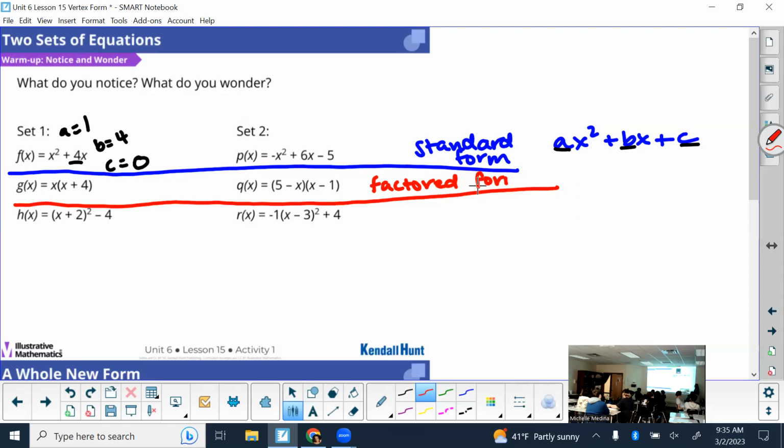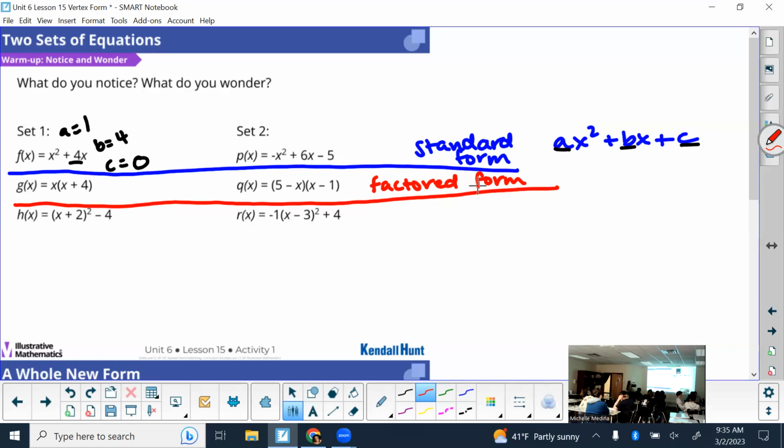Because factors are things you can multiply, right? So if you can multiply them, like distributing that x, or FOILing these out, then those are factors, like how 2 and 3 are factors of 6, or 2 and 4 are factors of 8. If you can multiply them out, that's factor form.